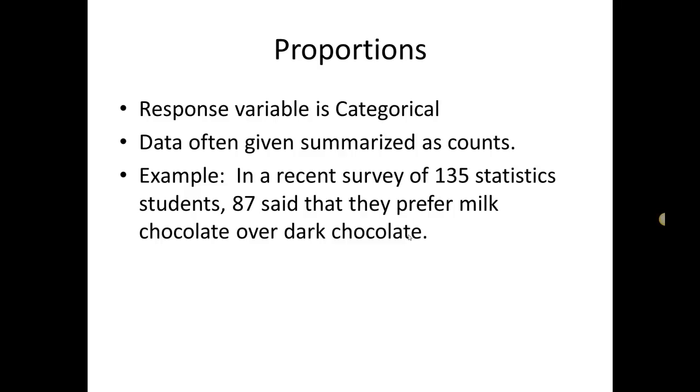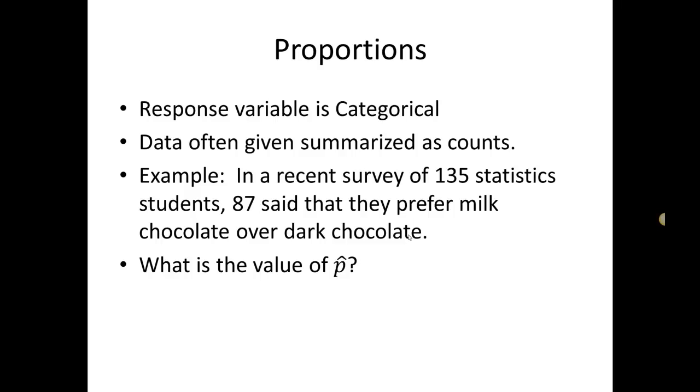So for example, if I said in a recent survey of 135 statistics students, 87 said that they prefer milk chocolate over dark chocolate. Sometimes when the data is summarized as counts, it can be a little bit confusing to students because the counts are numbers, and most of the time we talked about quantitative data being numbers, not categorical data. It can be helpful to look back at the individual that we collected the data on. So in this case, an individual would be one statistics student, and we asked that student, do you prefer milk chocolate or dark chocolate? When you look at it this way, it's clear to see that this is a categorical variable.